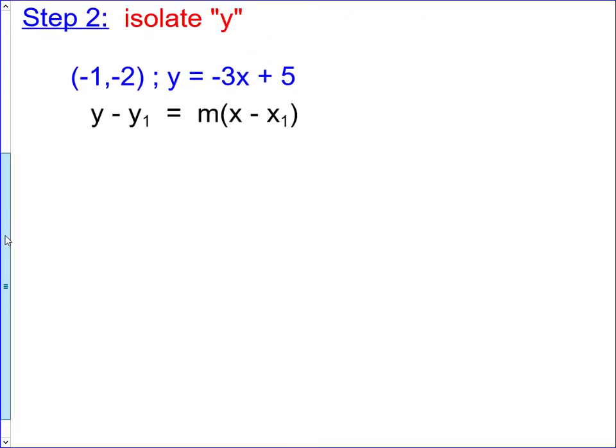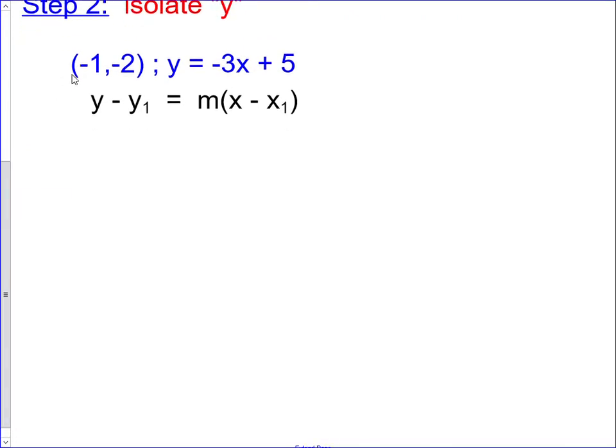Okay, we've got an ordered pair, (-1, -2). That's the point we want our new line to travel through. And we're given the equation y = -3x + 5. Well, we know that we're going to plug in the ordered pair (-1, -2), but we're going to plug in the opposite reciprocal slope. Well, the opposite of a negative is a positive, and the reciprocal of the whole number 3 is 1/3. So we're going to plug in the slope positive 1/3.